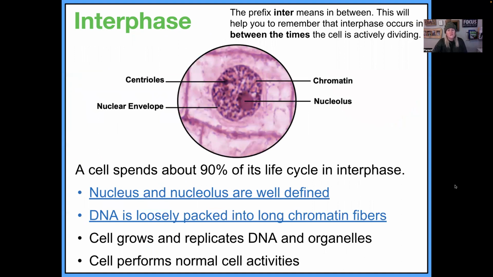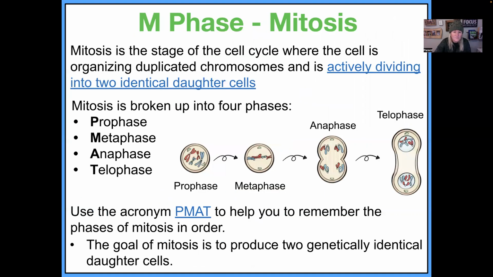Okay, so interphase, the prefix inter means in between. This will help you to remember that interphase occurs in between the times the cell is actively dividing. So as you can see, you have your chromatin here. The little dark spot here is the centrioles, and then your nuclear envelope and nucleolus. A cell spends about 90% of its life cycle in interphase. Nucleus and nucleolus are well defined. DNA is loosely packed into long chromatin fibers. The cell grows and replicates DNA and organelles, and the cell performs normal cell activities.